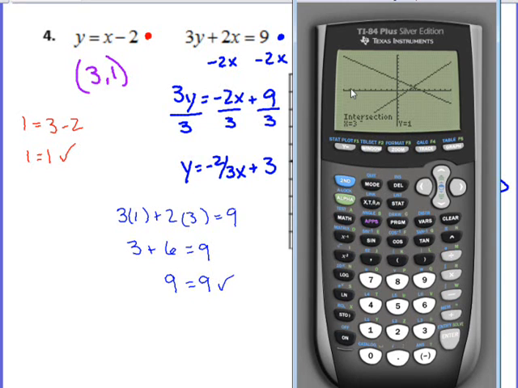Alright, so you're going to do example number 5, draw your graphs in your notes, then check your answer with your calculator, and we will go over it in class when you come. That is it for 3-1 solving by graphing.